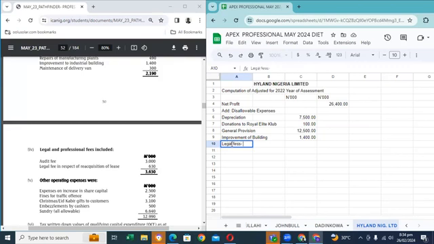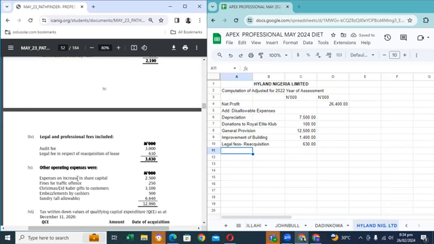Legal fees, reacquisition. How much is that? 630. So what is the difference between a reacquisition of lease and renewal of lease? Both of them are disallowed, except if the renewal is for a short lease, that's when it is allowed. But renewal of lease is disallowed, basically.